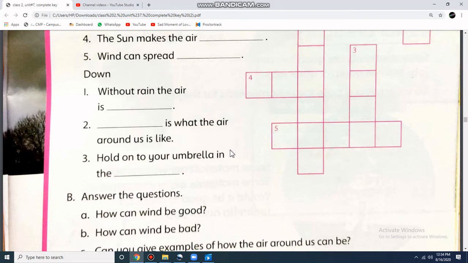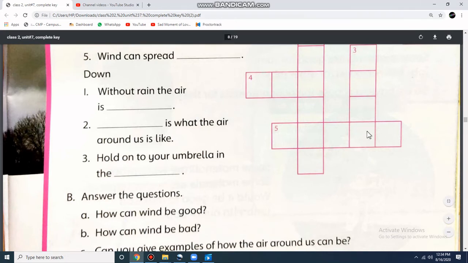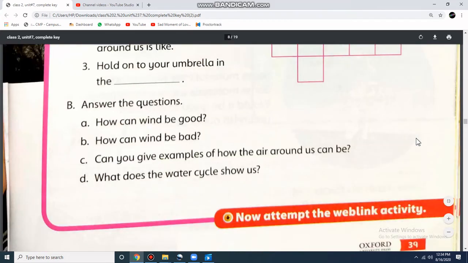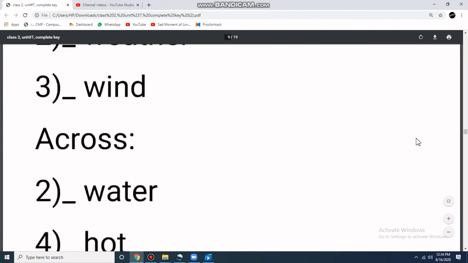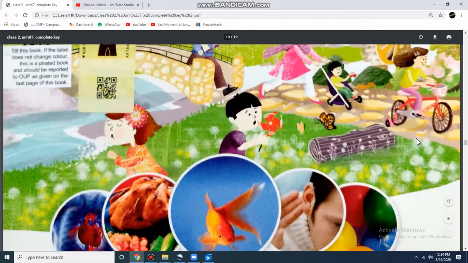Hold on to your umbrella in the wind. It's upward to downward. Okay, wind. Okay, so let's go to the workbook.